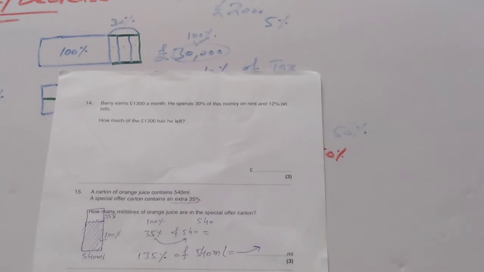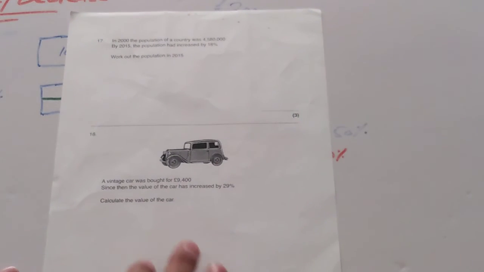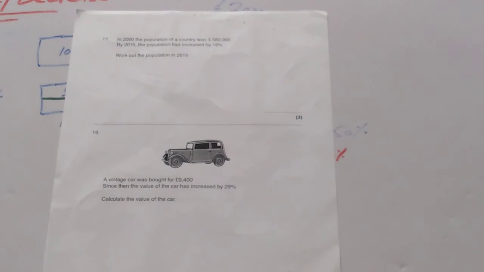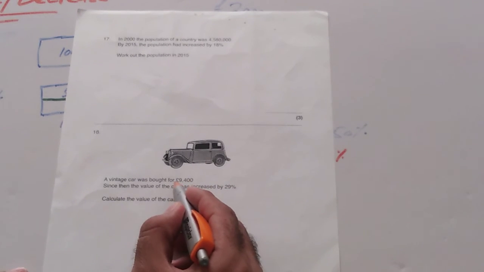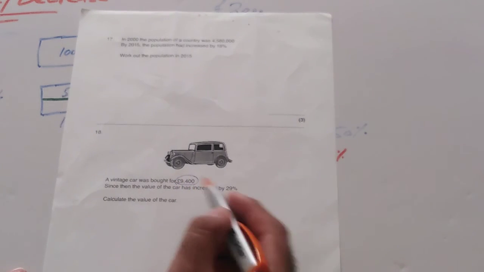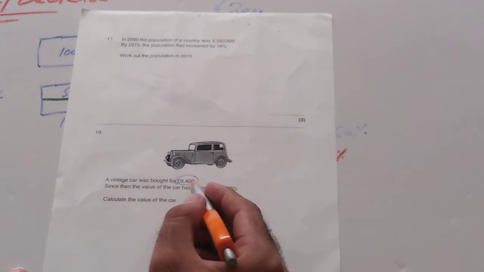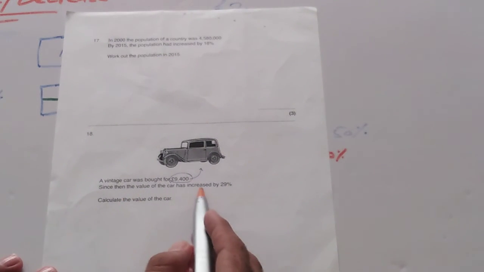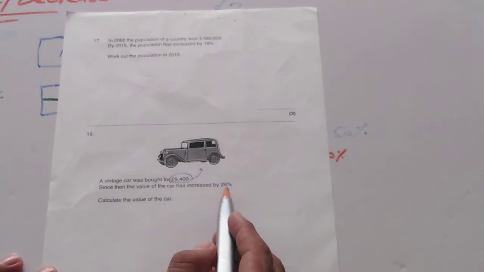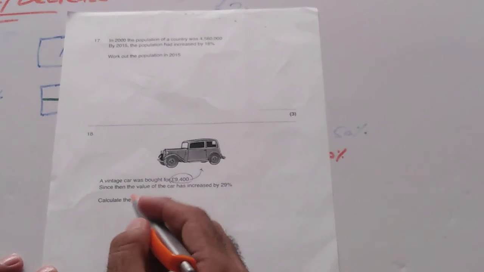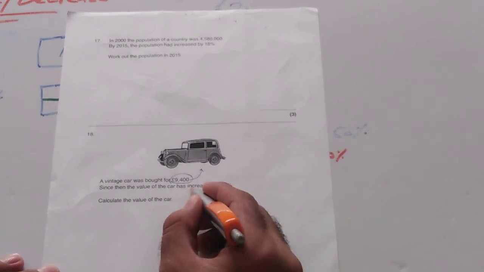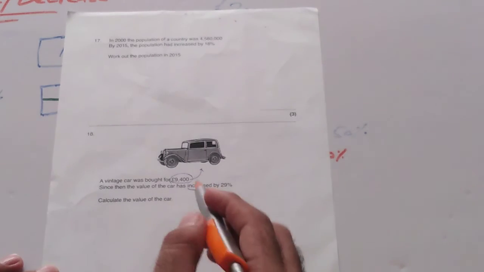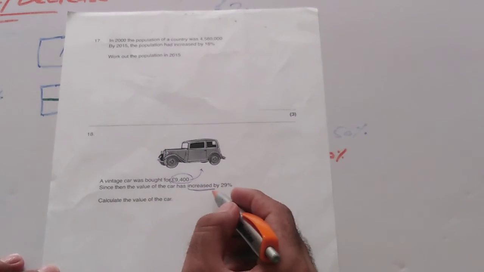I have one more question. Yeah, if you look at this one, it says a vintage car was bought for 9,400 pounds. So that's the price of the car. Since then, the value of the car has increased by 29%. So the price of the car is increased. So you can see again, we have to find more. It's increased, so we have to find more by how much?